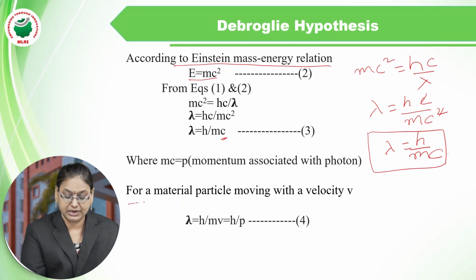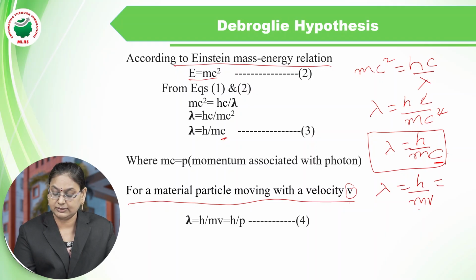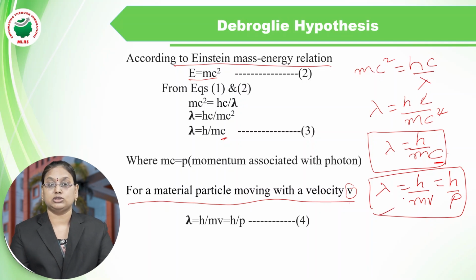So for a material particle moving with velocity v, now the particle velocity is v. So in the place of c, we have to replace it with v. So lambda is equal to h by m into v. We know that mv is nothing but the momentum of the particle. So lambda will be equal to h by p. So lambda equal to h by mv, which is equal to h by p, will give you the wavelength of de Broglie waves or matter waves.